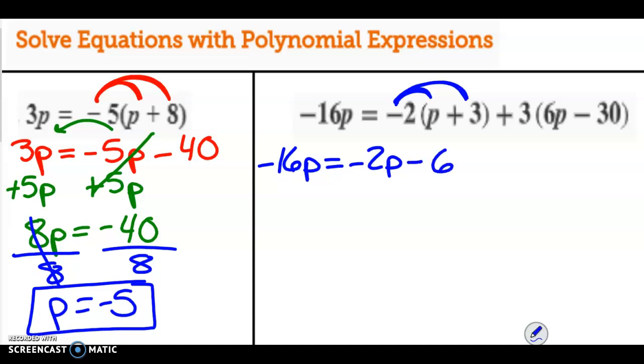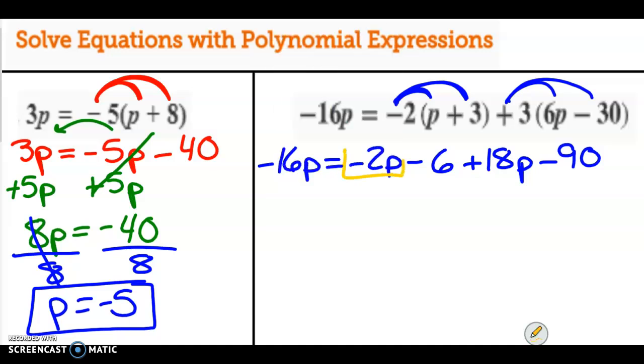Now I have to go ahead and distribute that second grouping so that I can have everything out in the open. I can combine like terms and move things around. So I have 3 times 6p, which is going to be a positive 18p, and 3 times -30, which will be -90. So now I have to go ahead and combine my like terms first. Okay, remember, I don't want to move anything over across that equal sign until everything is combined.